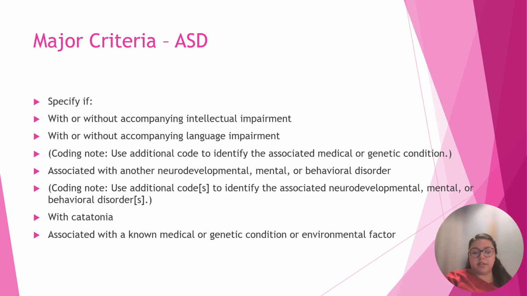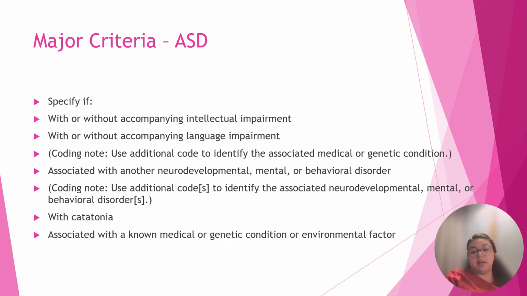With the major criteria for autism spectrum disorder come the specifications as well. Here we're going to specify, is there, with or without, accompanying intellectual impairment? With or without accompanying language impairment? Coding note: use additional coding to identify the associated medical or genetic condition, or another neurodevelopmental or mental or behavioral disorder. These are just specifications from the DSM.